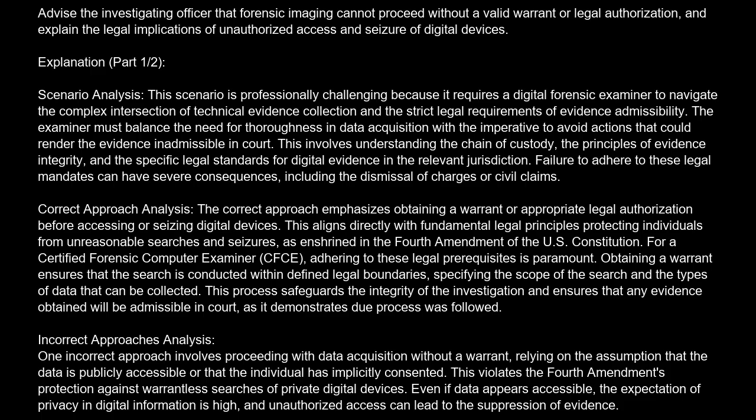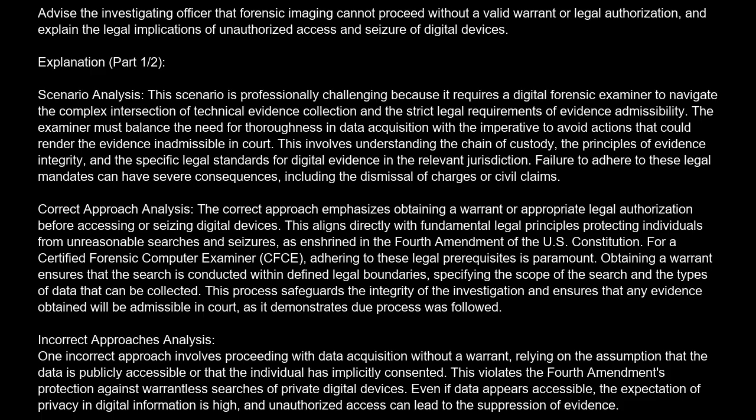Explanation. Scenario analysis. This scenario is professionally challenging because it requires a digital forensic examiner to navigate the complex intersection of technical evidence collection and the strict legal requirements of evidence admissibility. The examiner must balance the need for thoroughness in data acquisition with the imperative to avoid actions that could render the evidence inadmissible in court. This involves understanding the chain of custody, the principles of evidence integrity, and the specific legal standards for digital evidence in the relevant jurisdiction. Failure to adhere to these legal mandates can have severe consequences, including the dismissal of charges or civil claims.